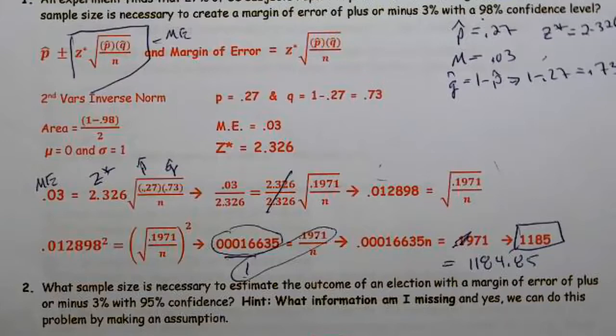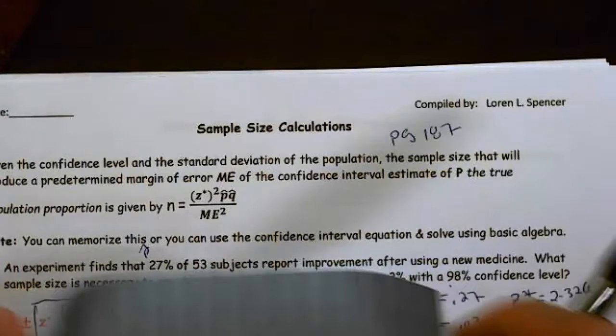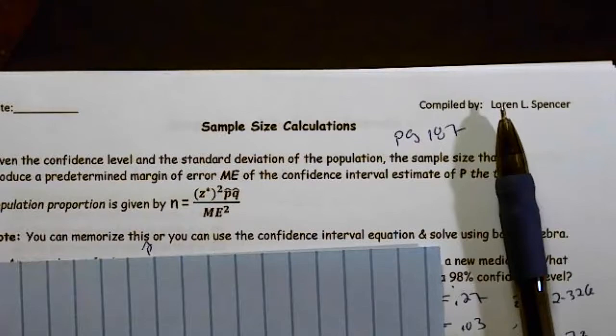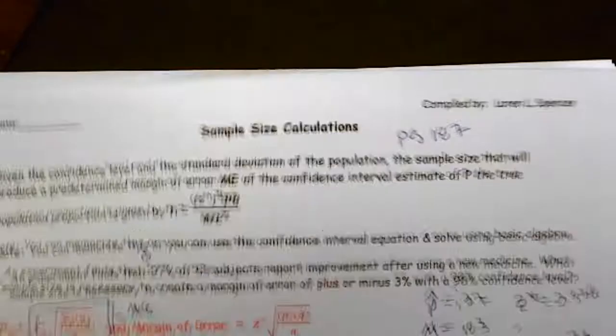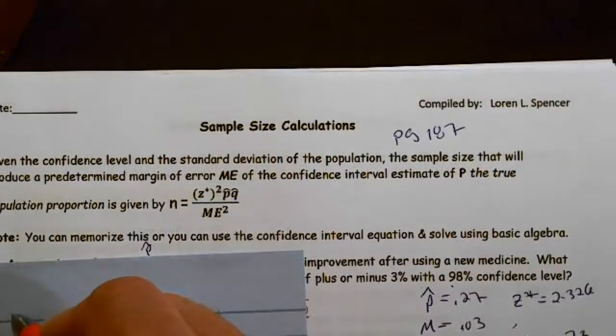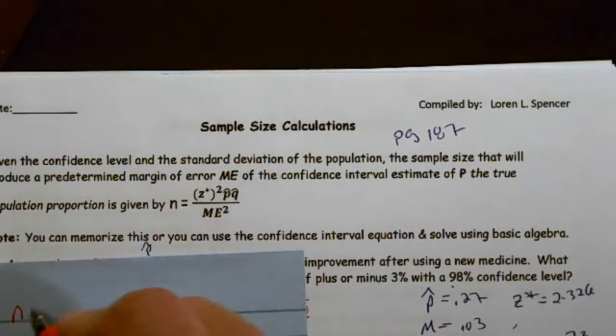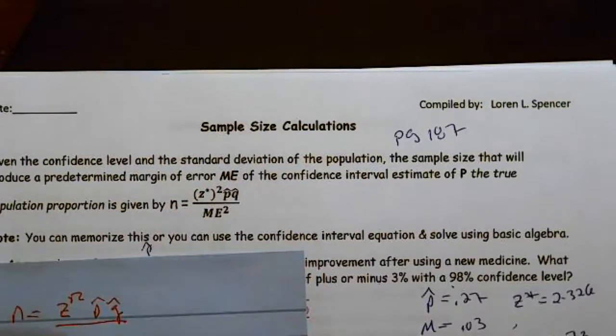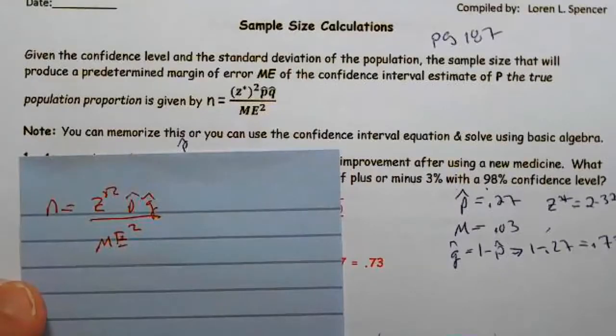Now, I said I would do this for those of you who want to memorize the formula. And I will say this, the formula is pretty easy to use. It's just you all have to memorize so much stuff for the online test that I don't like having to memorize anything else. But if you're good at memorization, this is actually a fairly easy formula to use. So I'm going to write it down: Z star squared, and then P hat, Q hat, over ME squared. All right, so that's our formula.